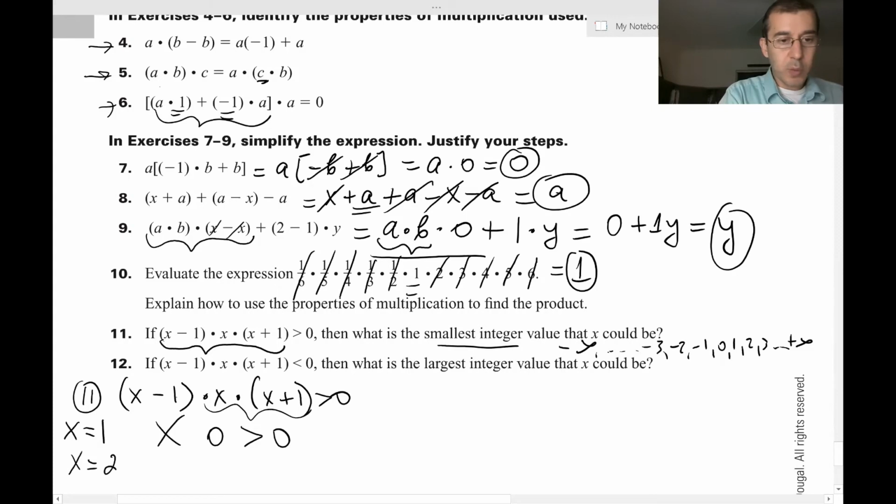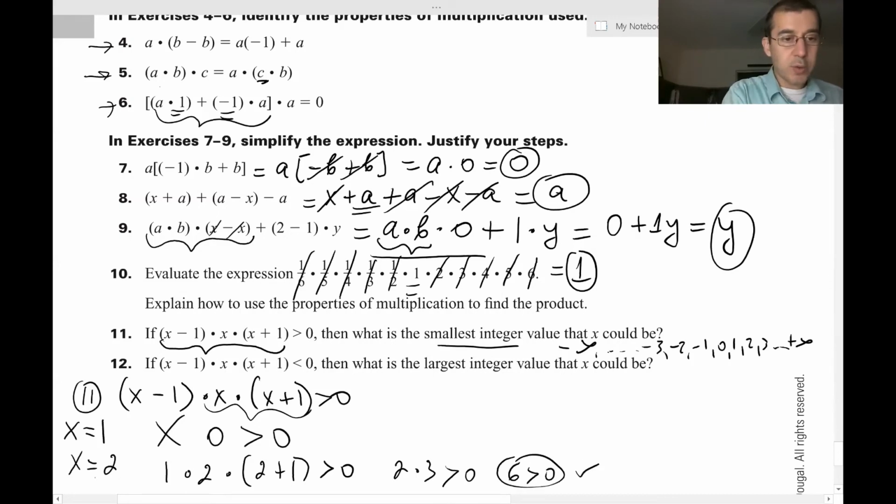So how about 2? Then 2 minus 1 is 1 times x is 2, 2 plus 1 greater than 0. So here 1 times 2 is 2. So this is 2 times 2 plus 1 is 3, which is greater than 0. 2 times 3 is 6. So 6 is greater than 0. So yes, this is true. So x is 2.